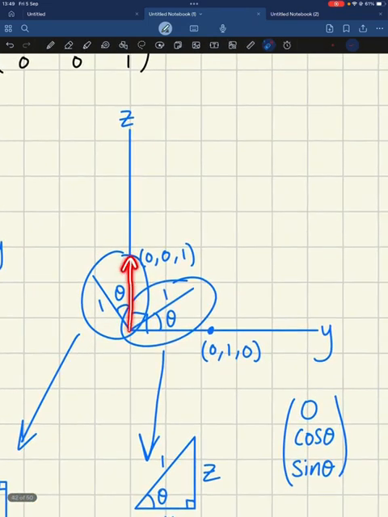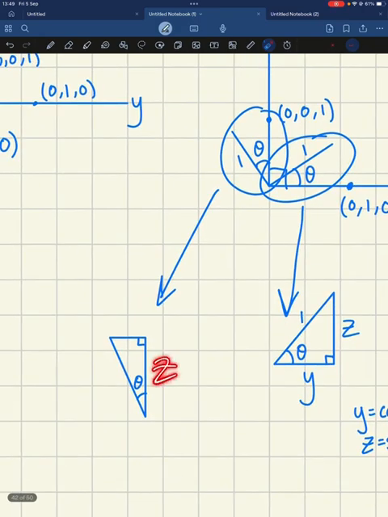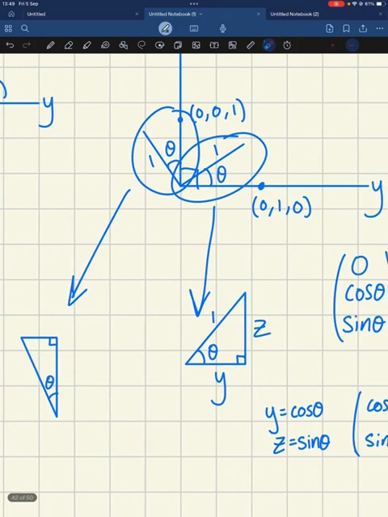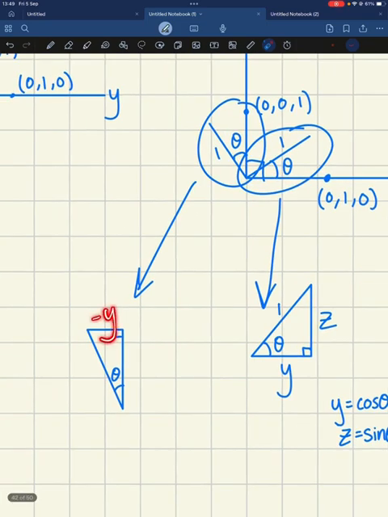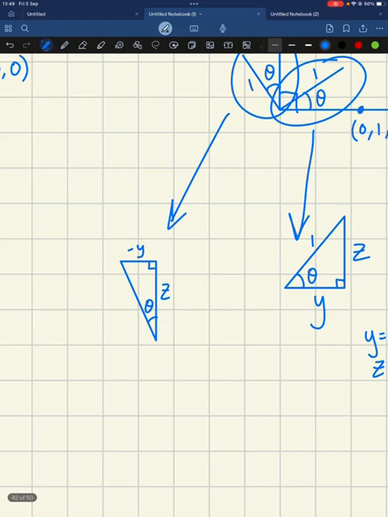This side over here is along the z-axis, so this will be the z-axis, and this one over here is along the y-axis. But because this is the positive y-axis, that's the negative y-axis, so we'll have negative y. Now, again, using trigonometry, we get that negative y is equal to sine theta, so minus sine theta is equal to y, and z is equal to cos theta.